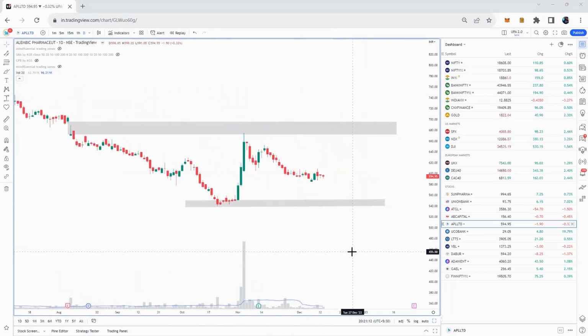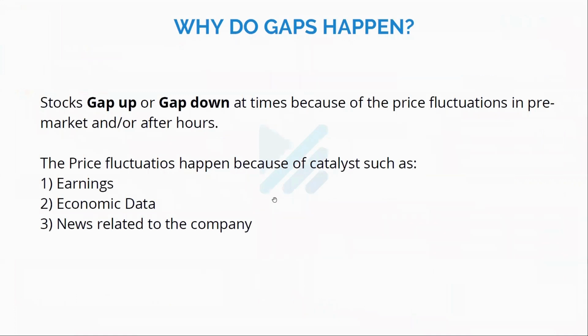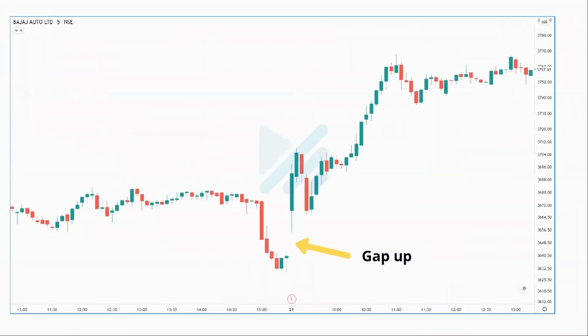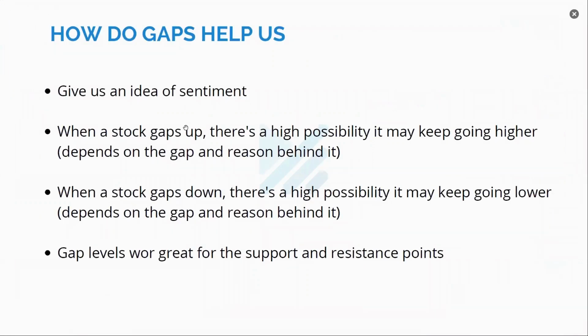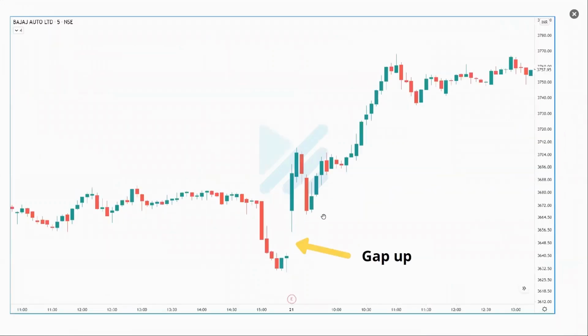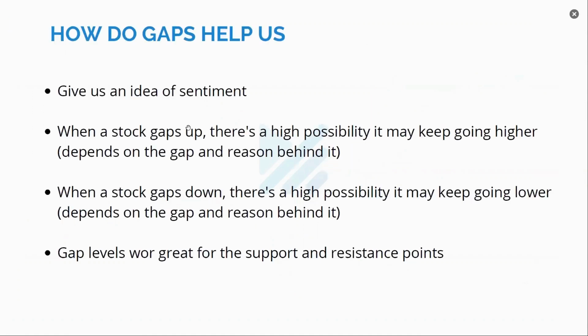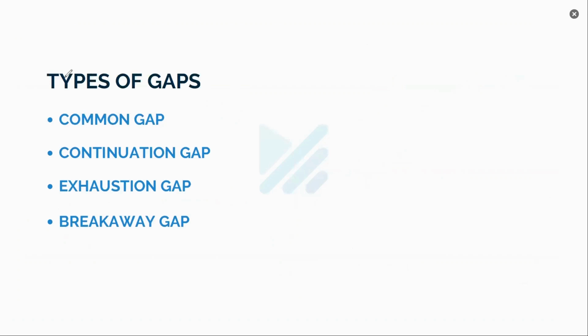Once that is done, there are different types of gaps. This gap we just discussed is a continuation gap. Continuation gap means price can either be going down or going upside, and in between that, you will see a clear-cut gap. That's called a continuation gap. Let's see how it looks. So these are the different types of gaps: common gap, continuation gap, exhaustion gap, and breakaway gap.